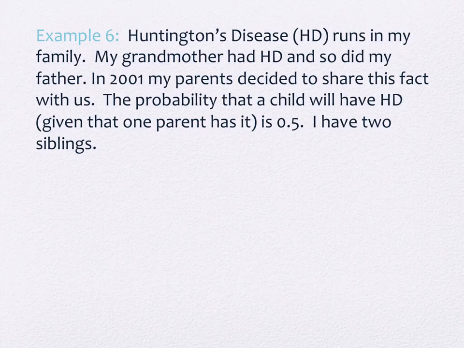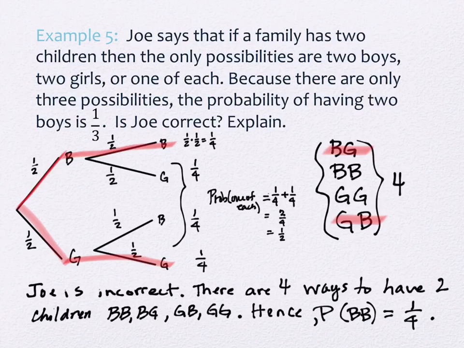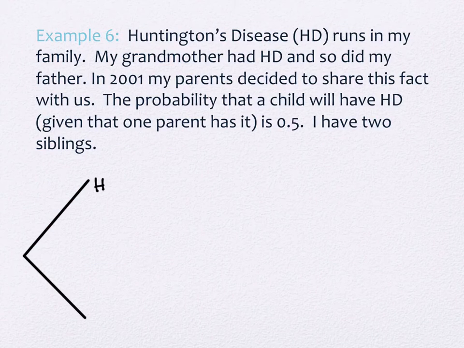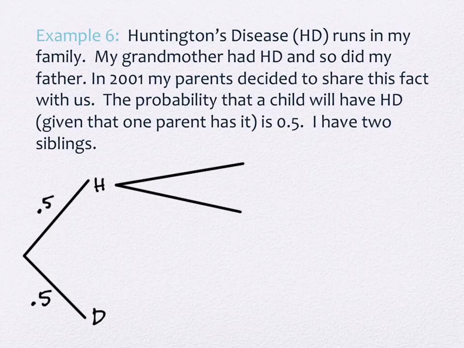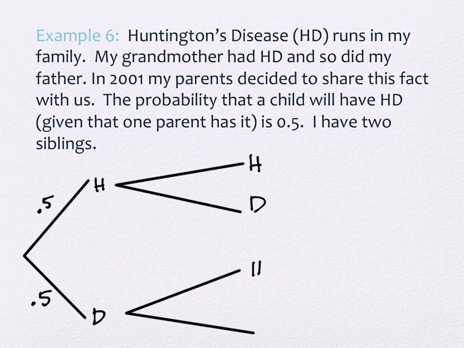So I'm the oldest. So this one's me. And there are 2 possibilities. This is almost identical to the problem over here with the boys and the girls. There are 2 possibilities. I either have it or I don't. So I'm just going to call it H and D, okay? And each of them is a 50-50 chance. I'm going to use decimals this time, so I'll do 0.5s. My sister is the next in line, and so these next set of branches represent my sister and the possibilities for her. Again, she either has it or she doesn't. And each one's a 50-50.